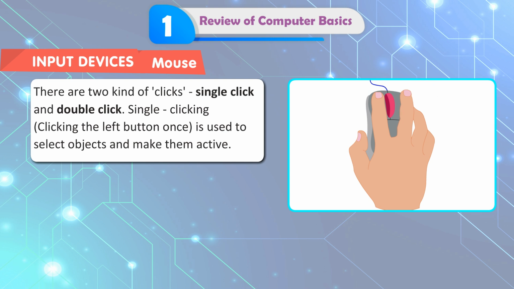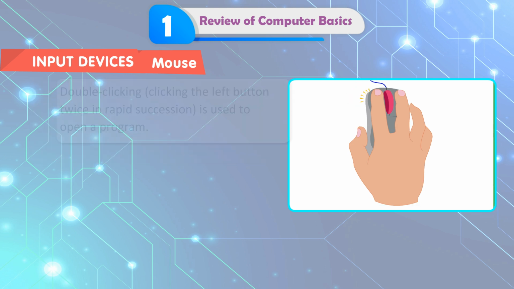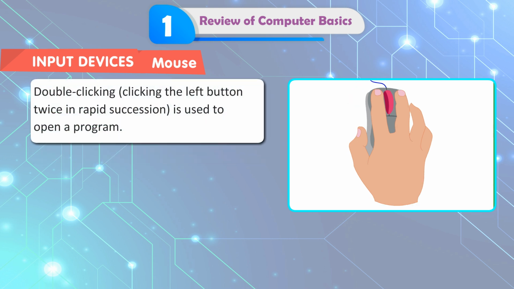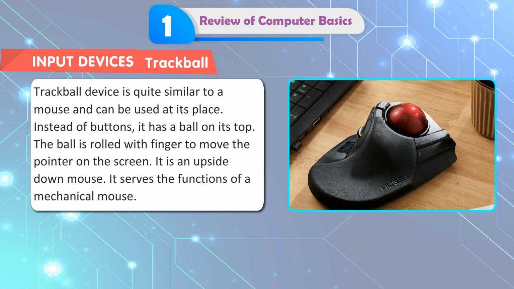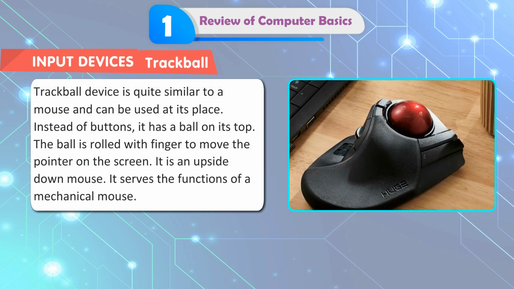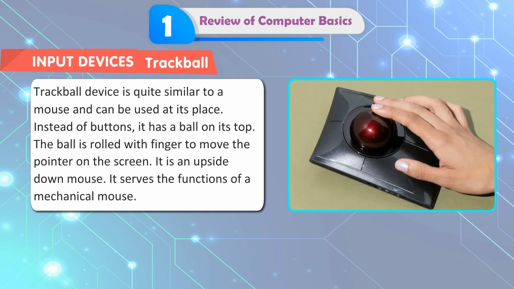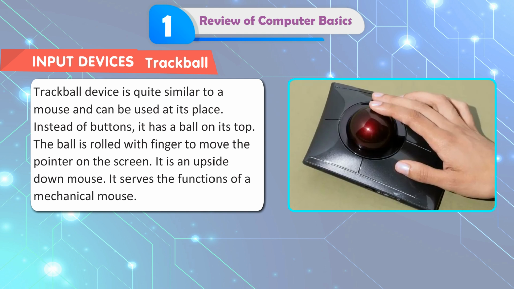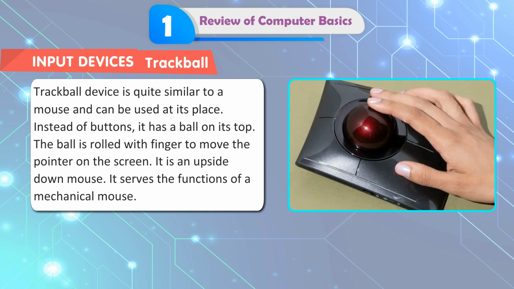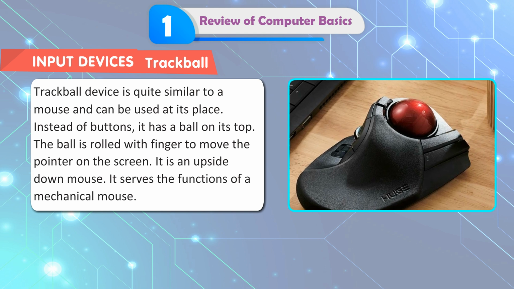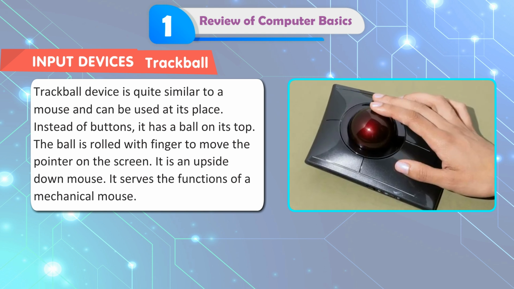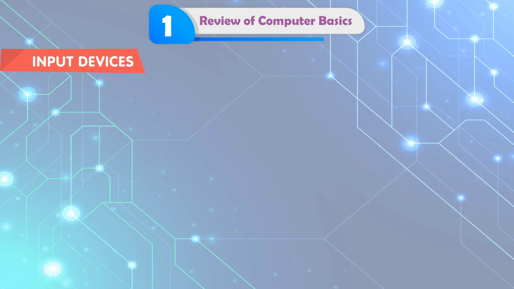Single click. Clicking the left button once is used to select objects and make them active. Double-clicking, clicking the left button twice in rapid succession, is used to open a program. Trackball. Trackball device is quite similar to a mouse and can be used in its place. Instead of buttons, it has a ball on its top. The ball is rolled with finger to move the pointer on the screen. It is an upside-down mouse. It serves the functions of a mechanical mouse.